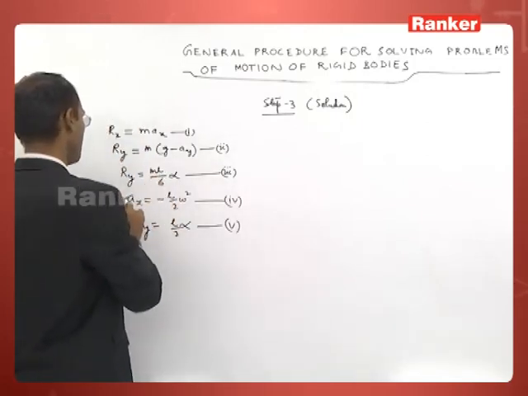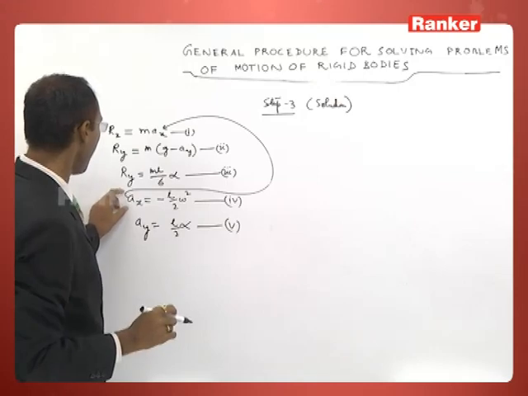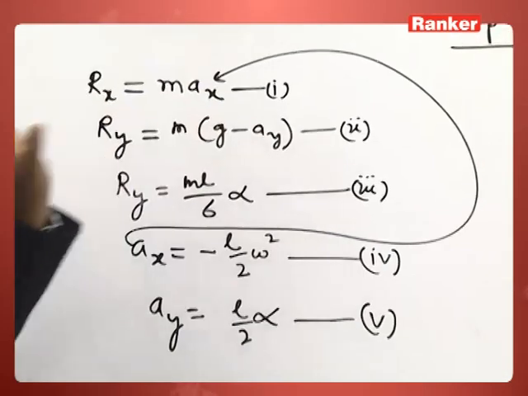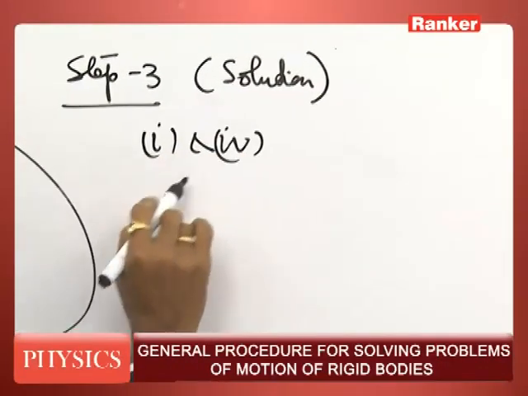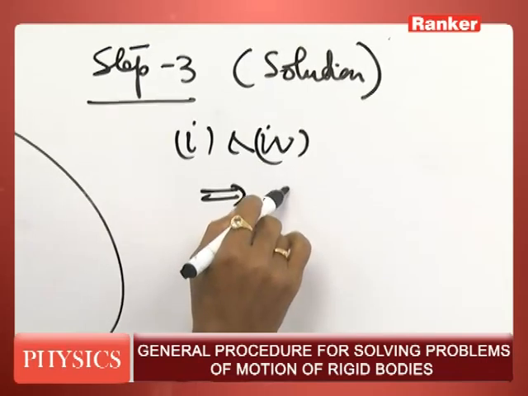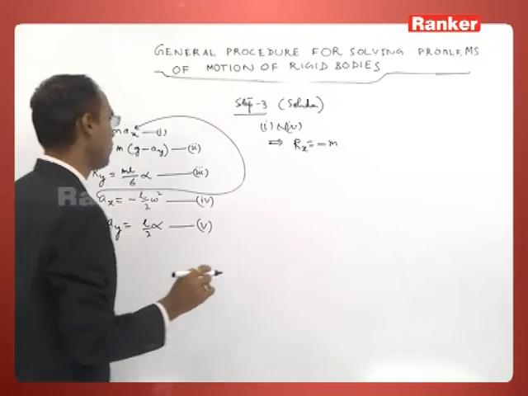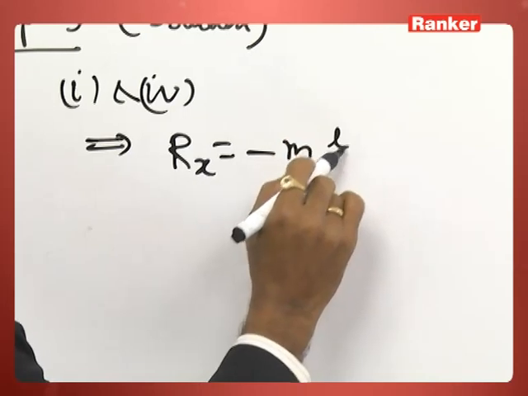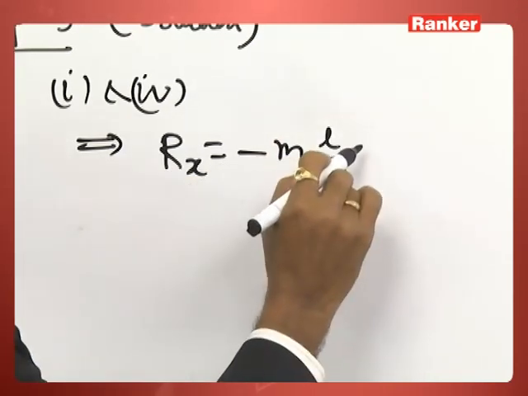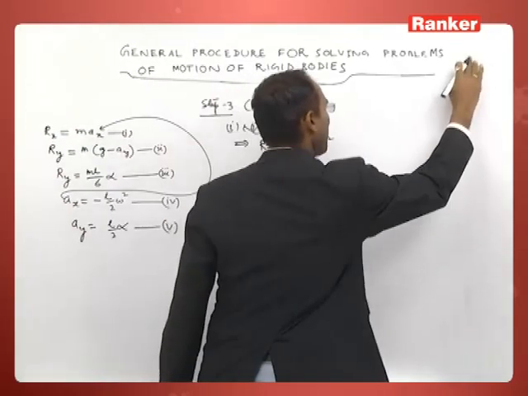You can use equation number 4 and equation 1. Substitute the value of ax from equation 4 in equation 1. Equations 1 and 4 give us Rx is equal to minus m ax, which is equal to minus m L by 2 omega square. So you are getting Rx is equal to minus m L by 2 omega square.